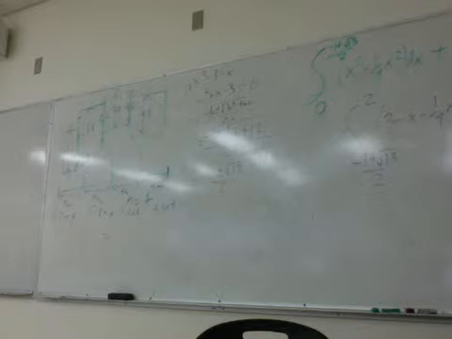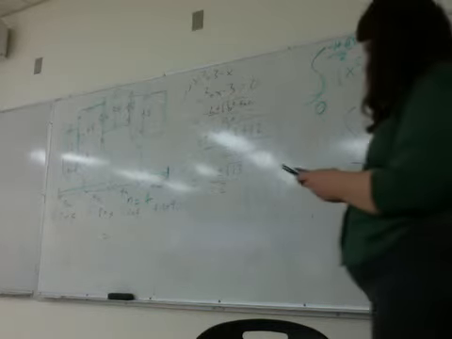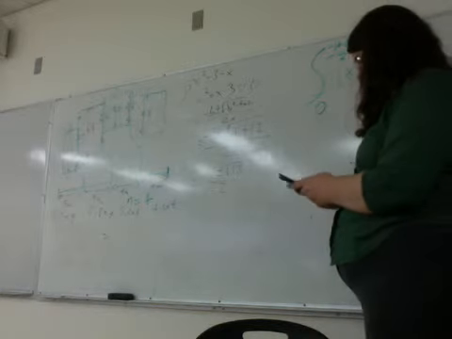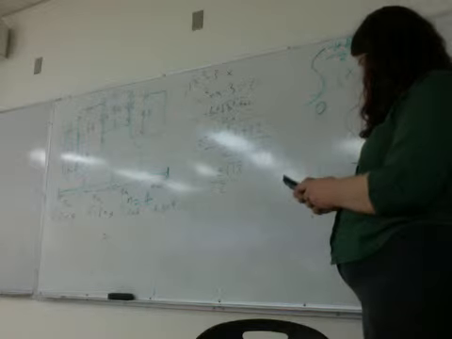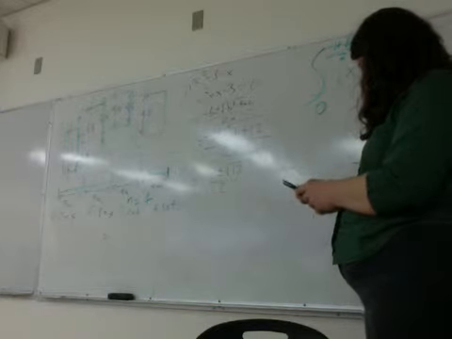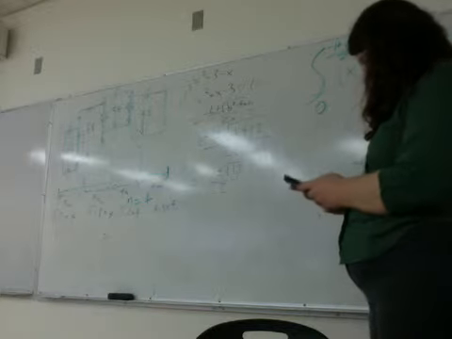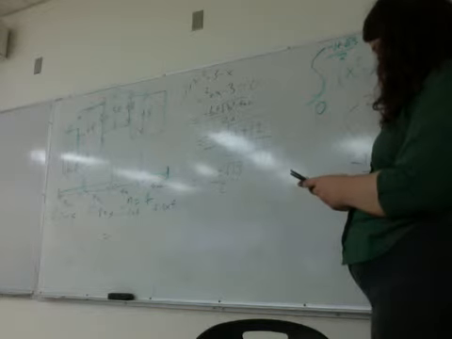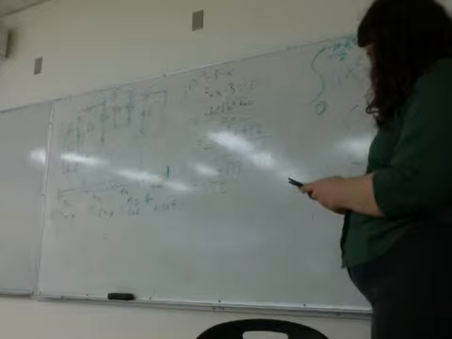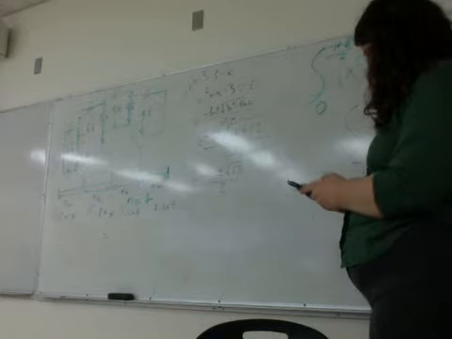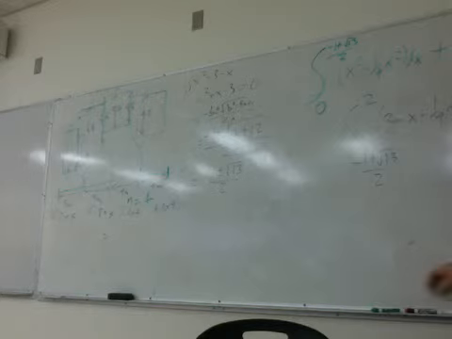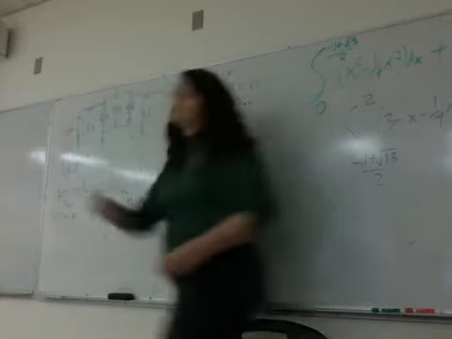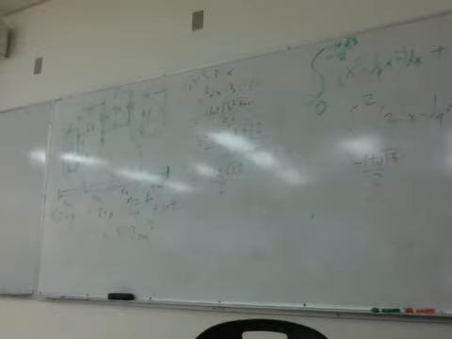So 6.2 times 4 plus 6.8 times 4 plus 5.0 times 4 plus 4.8 times 4. Oh, I made a mistake here. Okay, 6.2 times 4 plus 6.8 times 4 plus 5.9 times 4 plus 4.8 times 4, which gives 91.2. So the area of this pool is approximately 91.2 square meters.